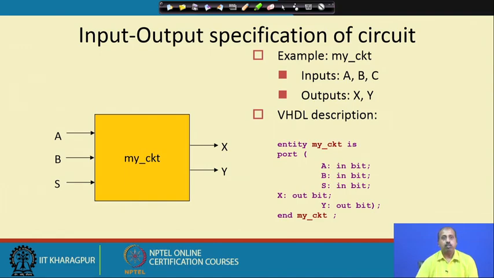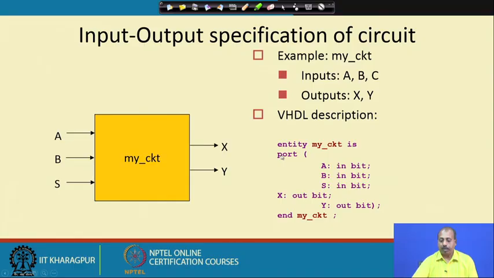An entity will have some ports by which it can interact with the outside world. The behavior of this entity has to be described either structurally or in a behavioral description. But this is the interface part. So, whenever you are defining the entity from the outside, how does it look like?